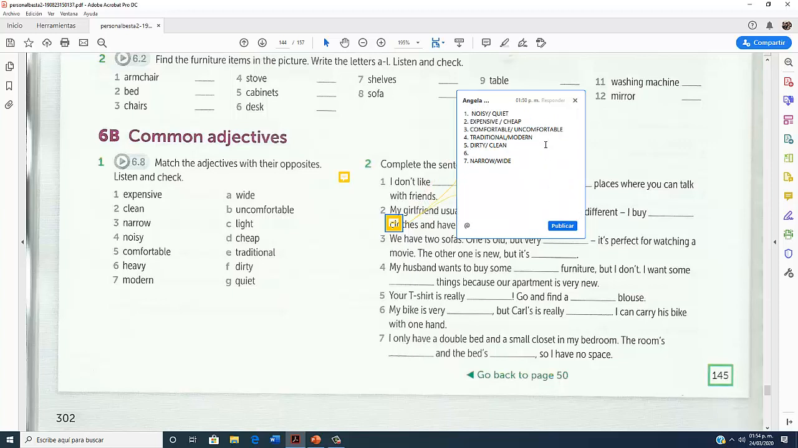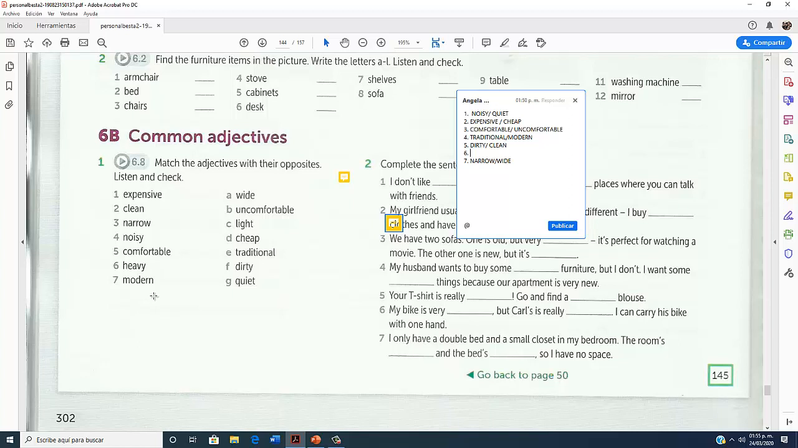What comes in number? We have noisy, expensive, narrow. Do we have narrow? Yes. Clean? Yes. Noisy? Yes, noisy is there. Comfortable? Heavy? Modern, comfortable. Heavy. Oh, you don't have heavy. Heavy and light. My bike, yes.